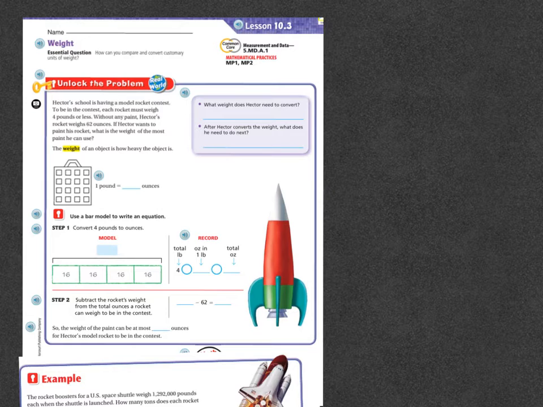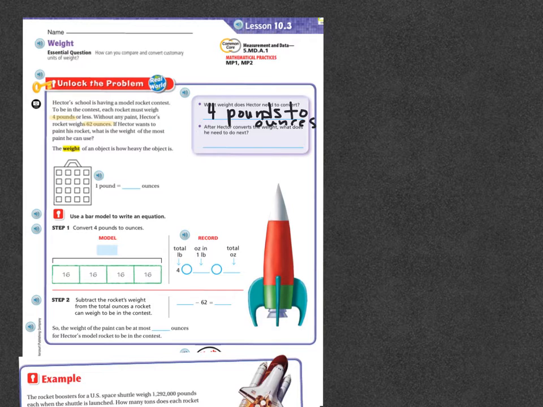And so what we are going to do, I want us to look at this purple box at the top right corner, and it says, what weight does Hector need to convert? Well, let's look at the information that we know. We know that he has 4 pounds. And we know that the rocket weighs 62 ounces. So boys and girls, we're going to have to convert 4 pounds to ounces.